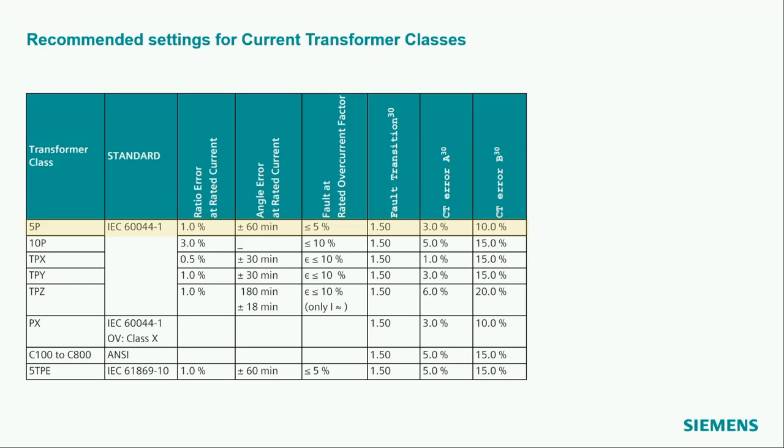The table on the slide shows our setting recommendations for the CT error in dependence of the CT class. For CTs with the class 5P, we will set a CT error of 3% for current smaller than 1.5 times nominal current and a CT error of 10% for bigger currents.